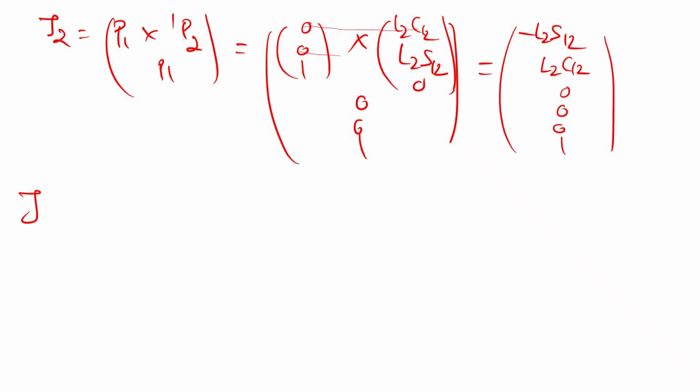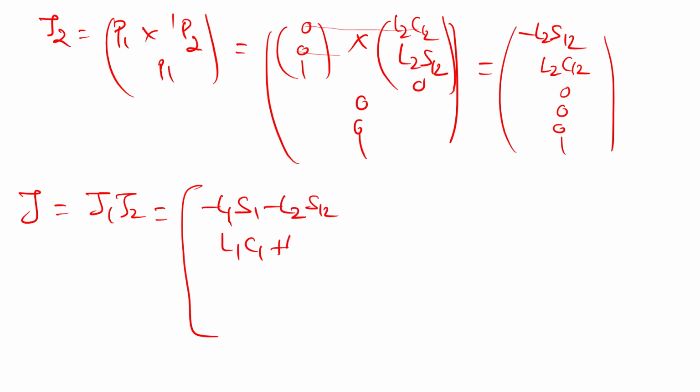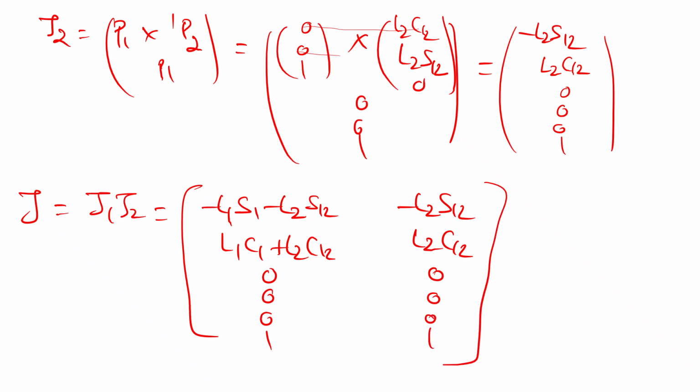Now we have to combine J1 and J2. We have already derived J1: minus L1 S1 minus L2 S12 and then L1 C1 plus L2 C12, then 0 0 0 1. For J2: minus L2 S12, L2 C12, 0 0 0 1. That's all. We can see the J matrix is 6 cross 2 because the formula is 6 cross n, where n here is 2 degrees of freedom. So that's all about Jacobian.